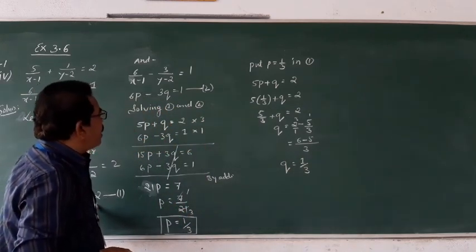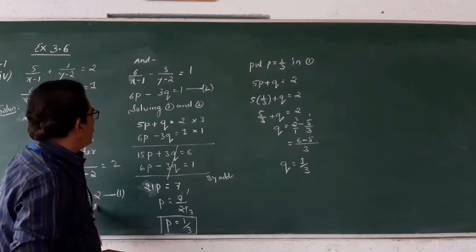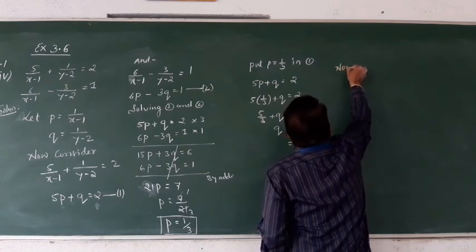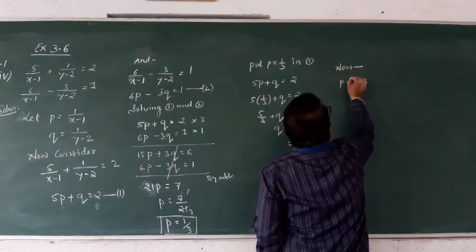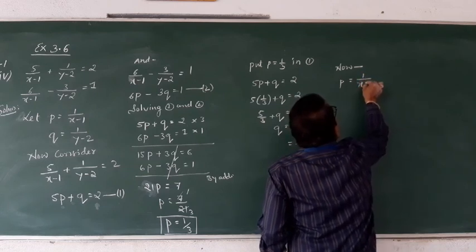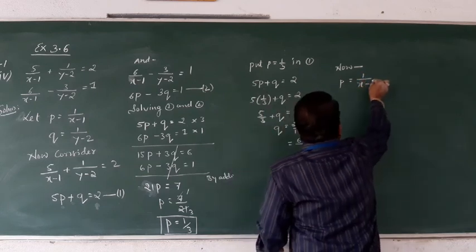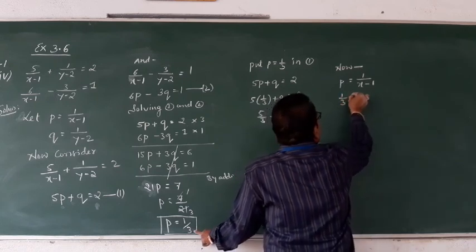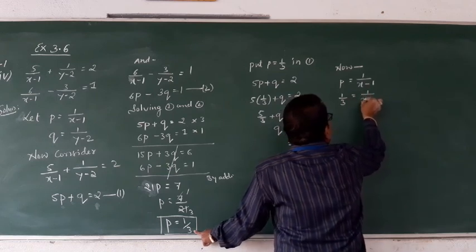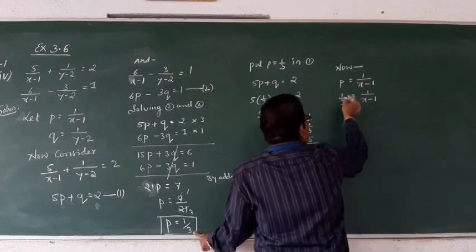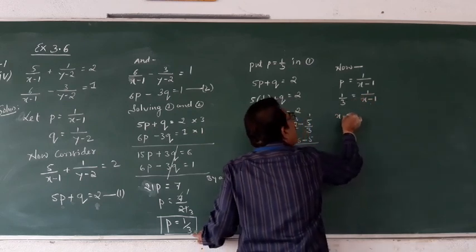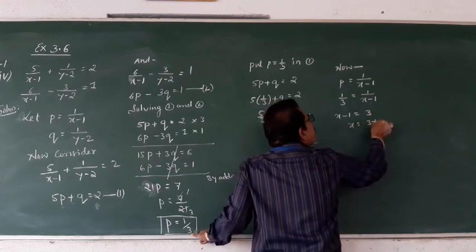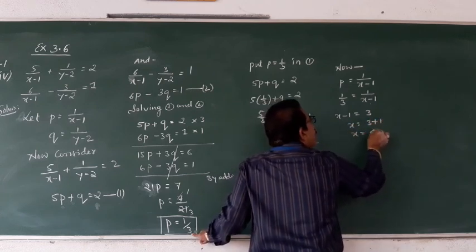Now let us find the value of x. Okay? P equals to 1 divided by x minus 1. P we have got 1 by 3 equals to 1 divided by x minus 1. By cross multiplication, x minus 1 equals to 3 ones are 3. So x equals to 3 plus 1. So x equals to 4.